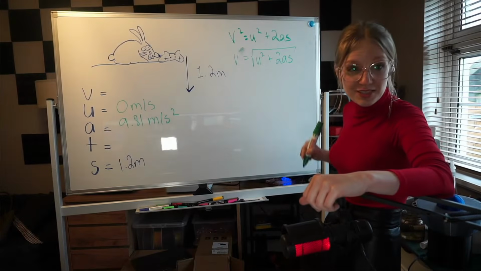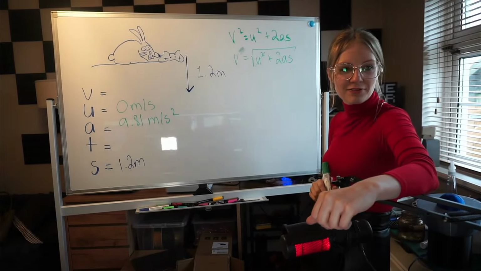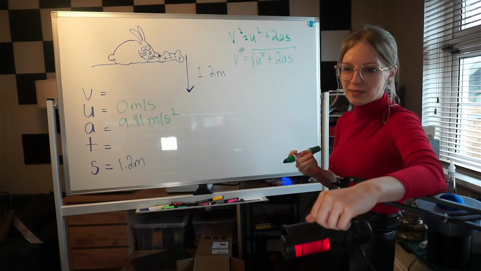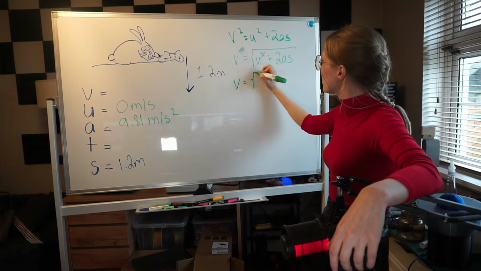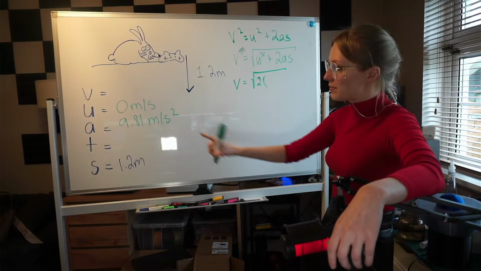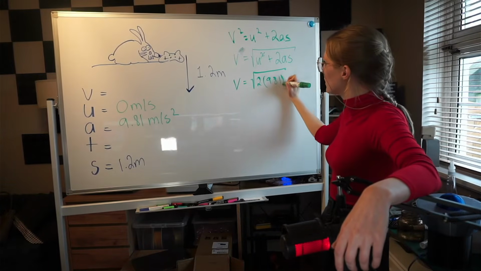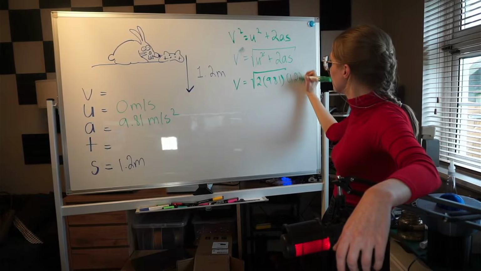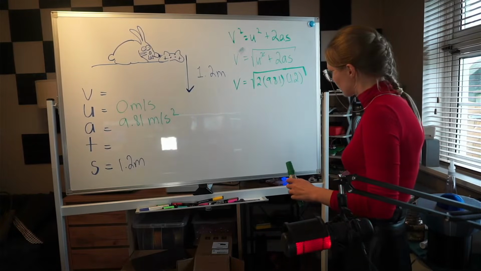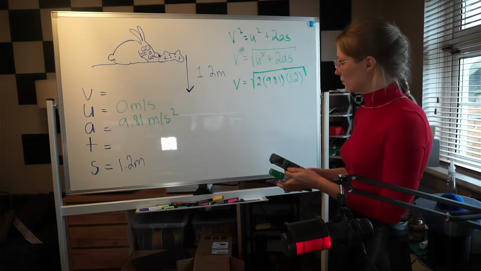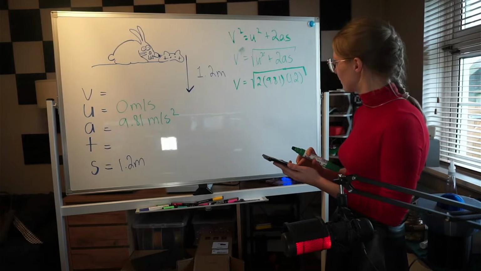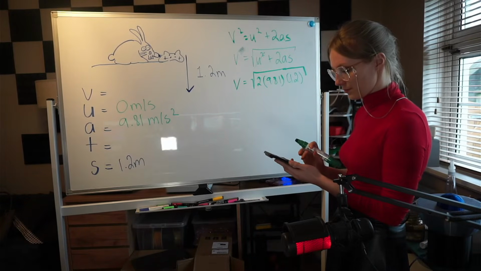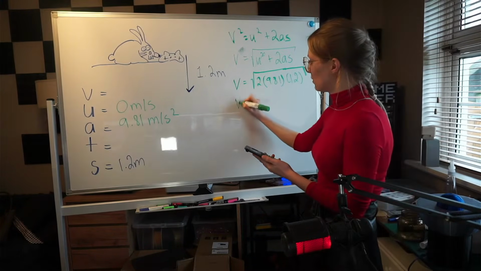Another easy thing, u is equal to 0, we can lob it off. We don't need to look at u anymore. That sounds mean. We don't need to look at u, chat, anymore. So that's just v is equal to the square root of 2 times the acceleration, 9.81, times the distance, 1.2. That's 2 times 9.81 by 1.2.